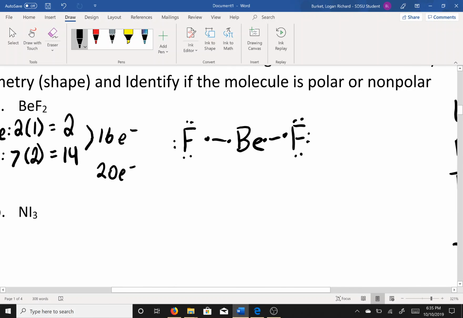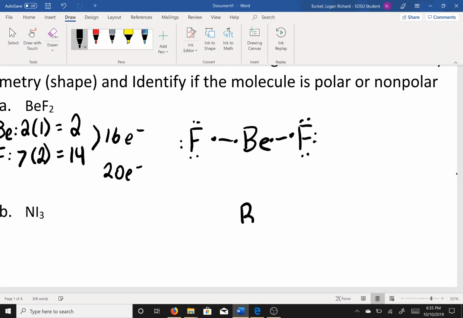Another example of this is boron. Boron has 3 valence electrons, so it's completely content just making 3 bonds and then having this open up here. Okay, so let's move on to the next one.